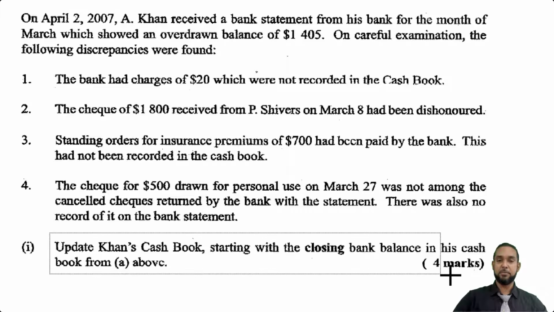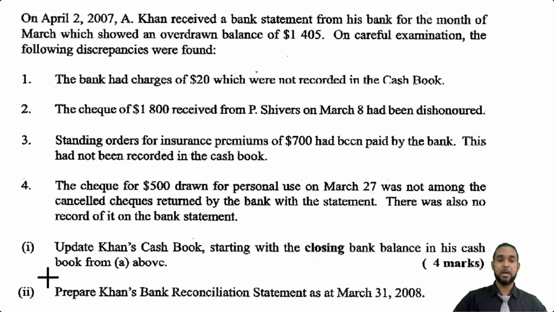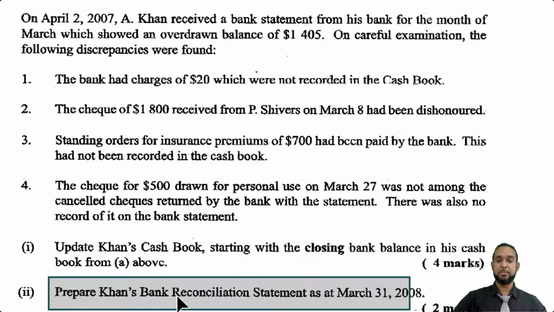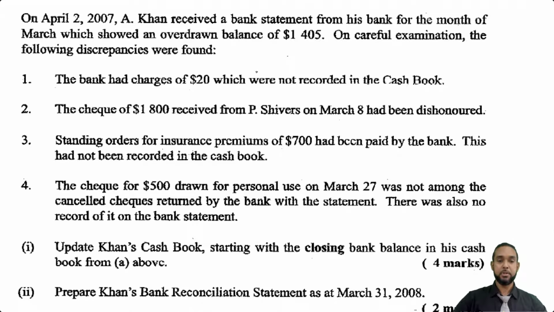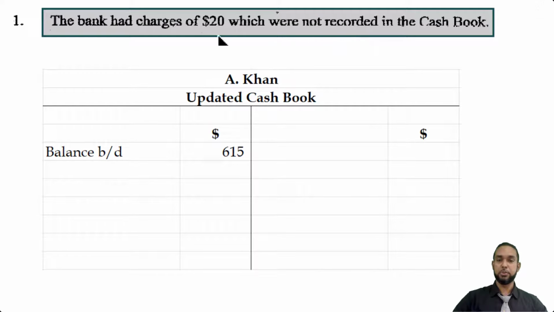So you know what we have to do. The first thing we have to do is the updated cash book, starting with the closing bank balance from the cash book we just did, and then following that, we have to prepare the bank reconciliation statement as at March 31st, 2008. Okay, so we're not going to draw up a set of columns for the updated cash book. We're just going to keep it simple. We're just going to put the details and the dollar sign, right? So we have the balance brought down 615, which was the balance we just found up in the cash book in part A.